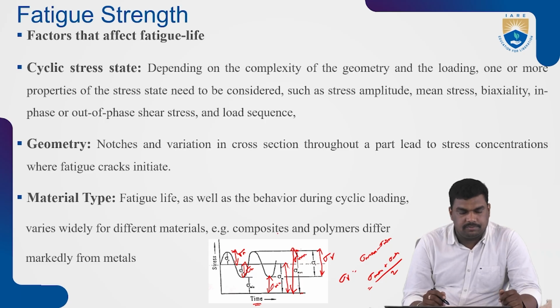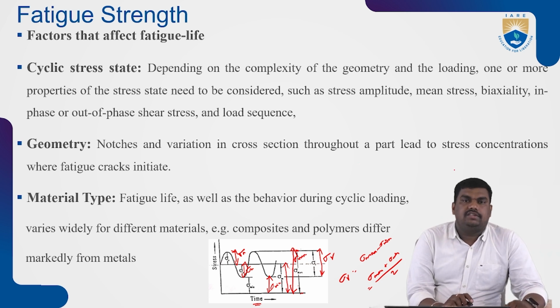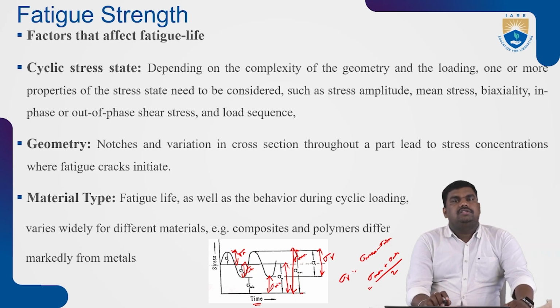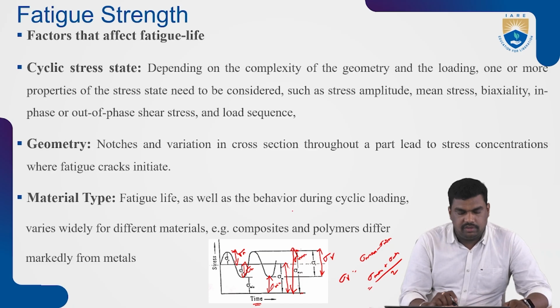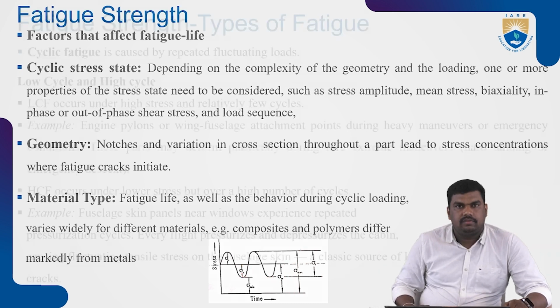You need these parameters. Geometry, notches and variation in cross section throughout a part lead to stress concentration where fatigue cracks initiate. So we need to be more careful that a surface should not have any scratches, cracks or notches, and we should avoid sharp corners. You need to consider all that while designing a component. Material type, fatigue life, as well as the behavior during cyclic loading vary widely for different materials. Different materials will behave differently under stresses. For example, composites and polymers differ markedly from metals.